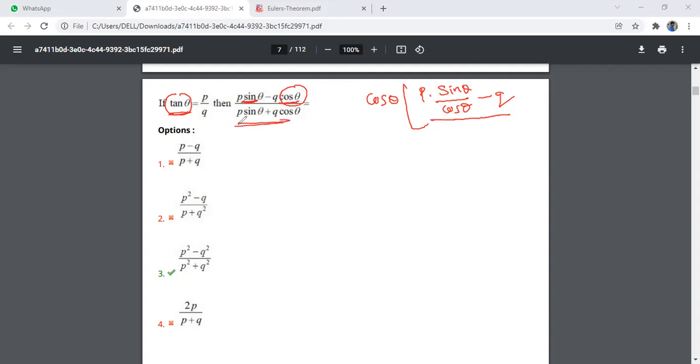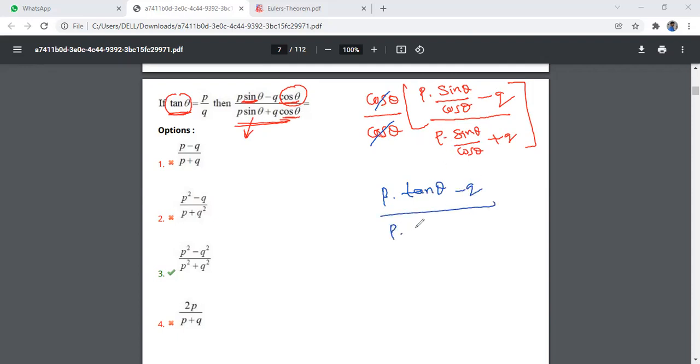Next, in the denominator, I'm taking the cos theta common. Again if you take cos theta common, it will become p of sin theta by cos theta plus just q, because already we took cos theta common. So this cos theta will get cancelled. P of sin theta by cos theta means tan theta, minus q by p into tan theta plus q. So tan theta means p by q, we will replace it with p by q.